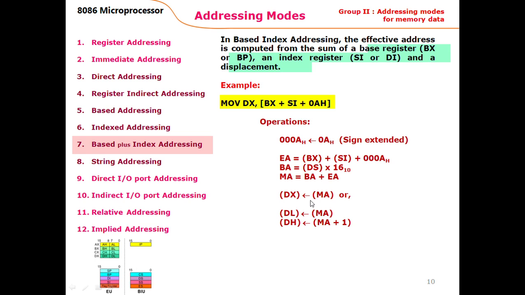For simplicity, this is sometimes represented like this. So this is base plus index register. This BX register can be replaced with the base pointer, this SI register can be replaced with DI, and this 8-bit displacement can be any 8-bit value.